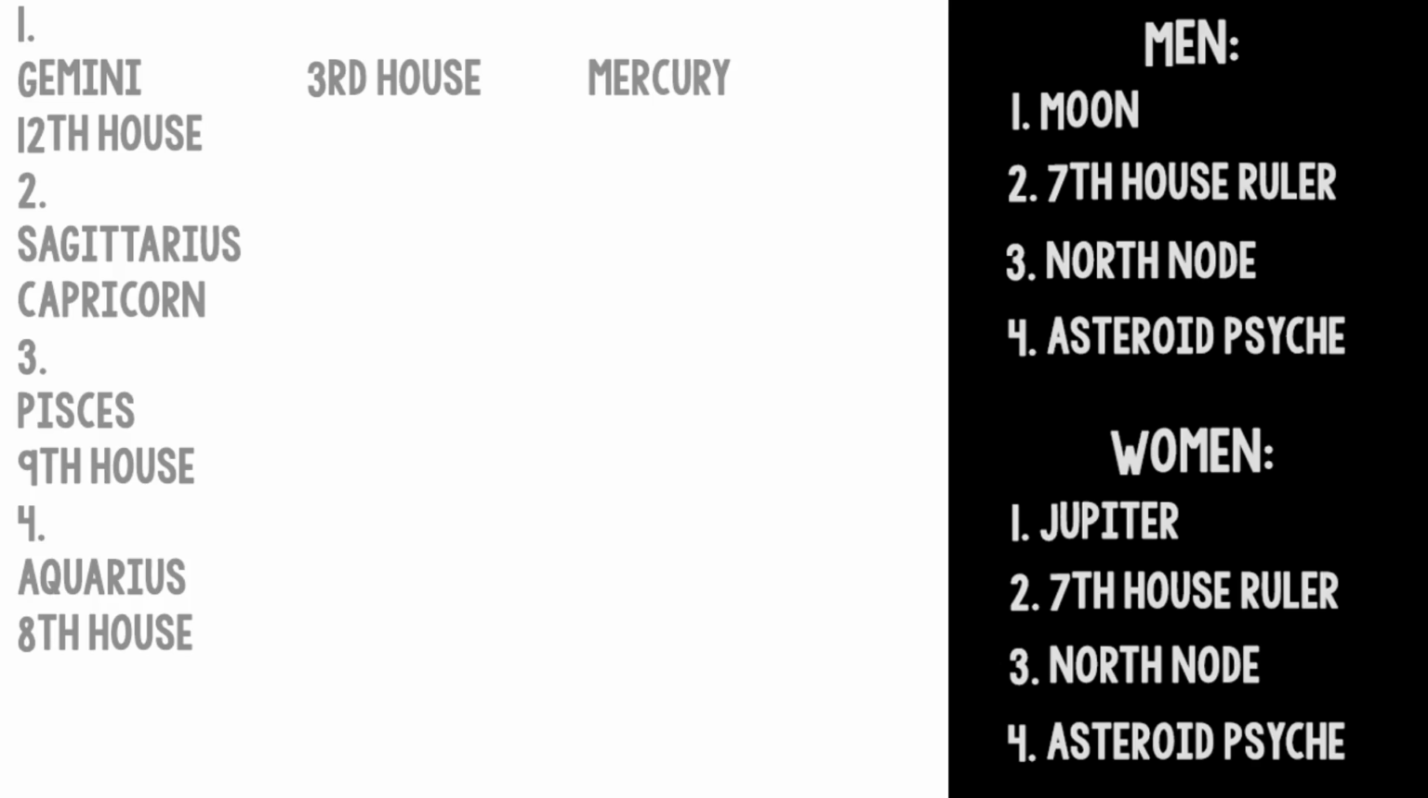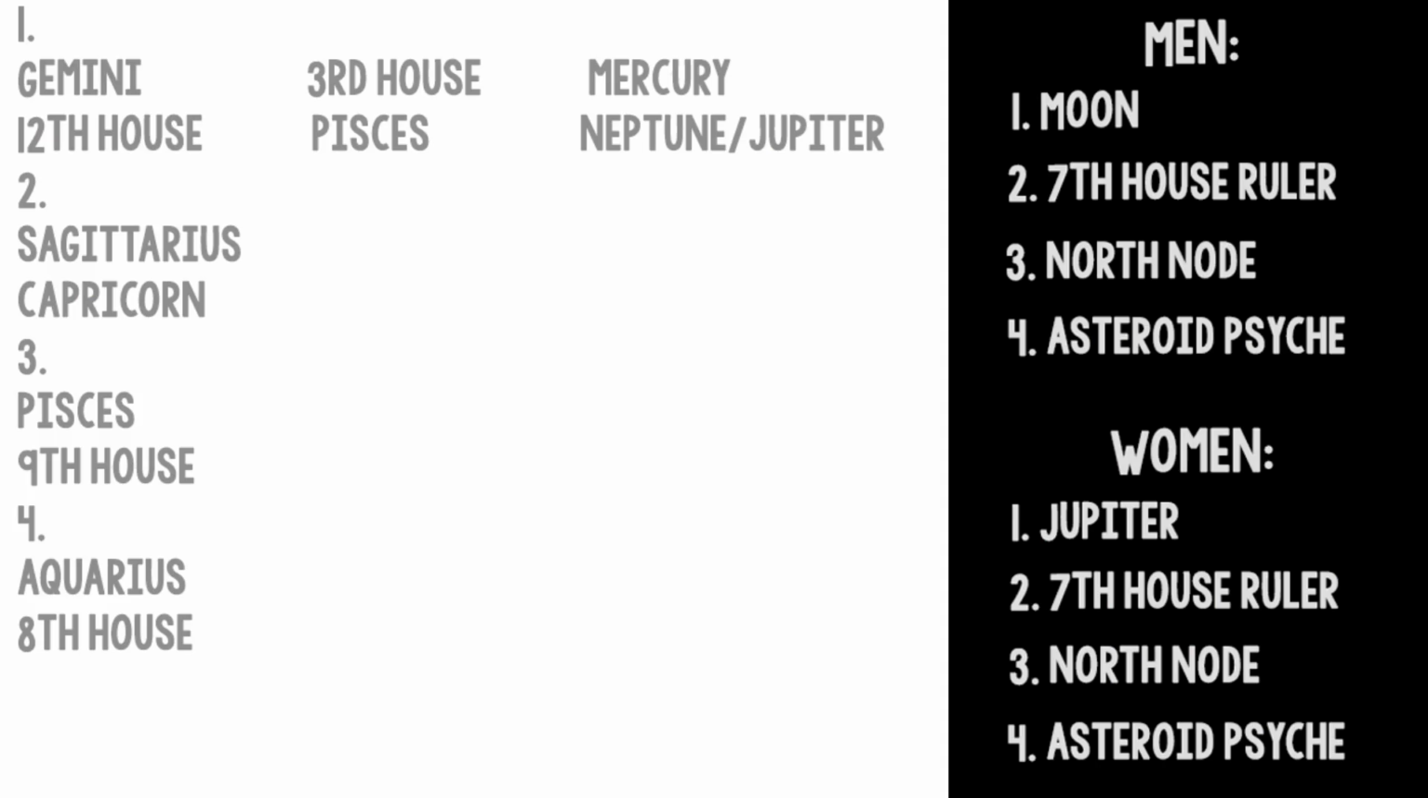So, for example, when I've listed my Jupiter in Gemini, I would add 3rd house, because 3rd house is connected to Gemini, and then I would add Mercury, okay? And then with Jupiter being in the 12th house, I would then add Pisces, because Pisces is connected to the 12th house, and then I would add Neptune and Jupiter, because these two are both connected to Pisces and the 12th house. I hope you're kind of following along, guys.